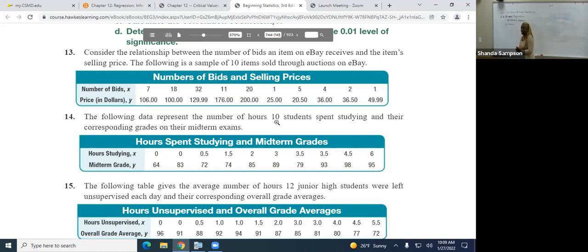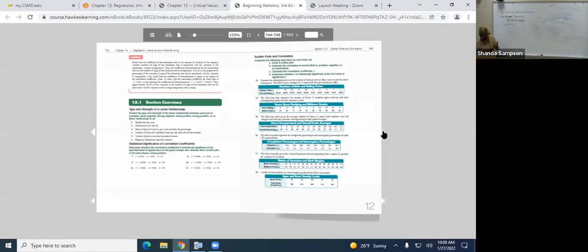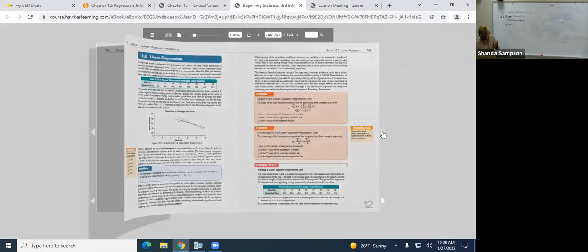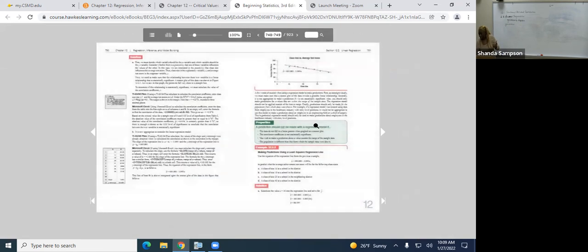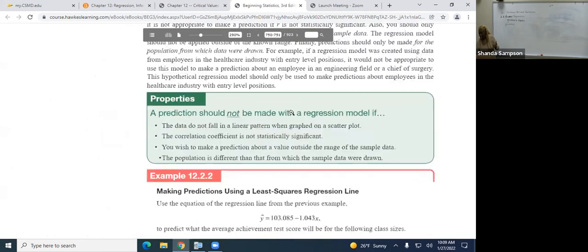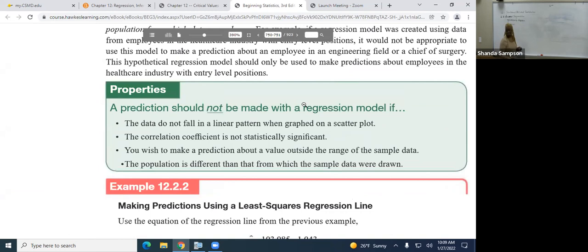So one of the things about making a linear regression line is that it's really about the data that you have. You can't go way outside of the data that you have. So that's what we were talking about in that box on page 751, for those of you following in the textbook, that third bullet. You wish to make a prediction about a value outside the range of the sample data. So our sample data was between 1 and 32 bids. If you want to make a prediction about 50, then you have to use a whole different model or collect more data.